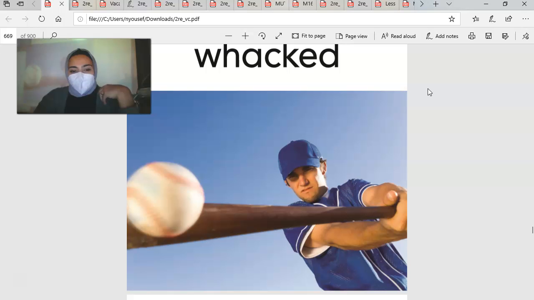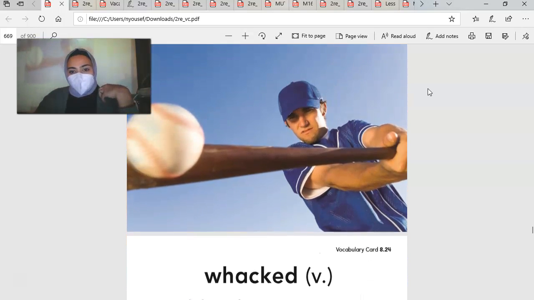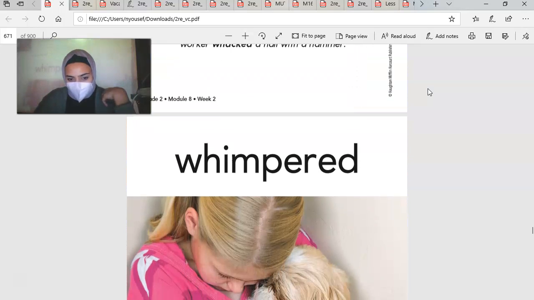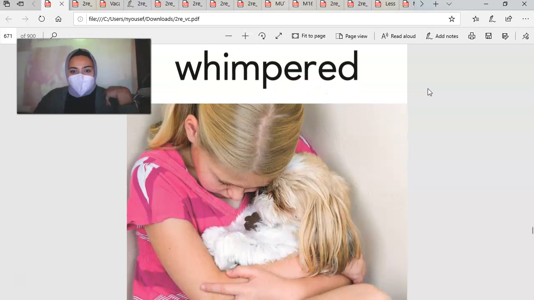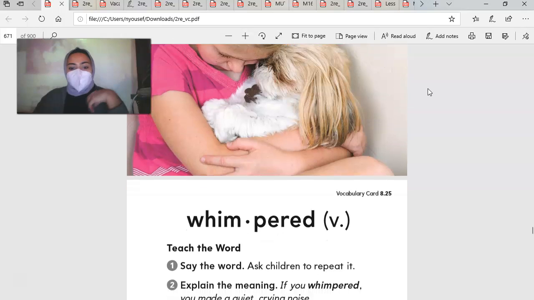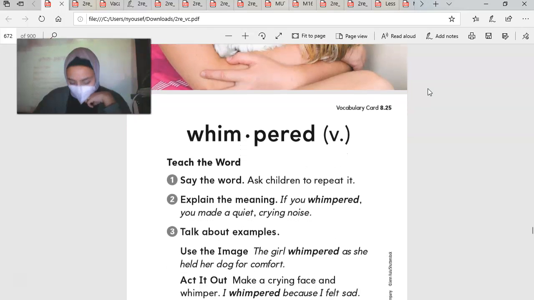All right, our next word is whacked. This baseball player whacked the baseball. If you whacked something, you hit it real hard. Whack. It even sounds like a whack, right? Here, the dog whimpered. Does he look happy? No. When you whimper, you made a quiet crying noise. Can everybody whimper for me? Right? That's a whimper. Okay.